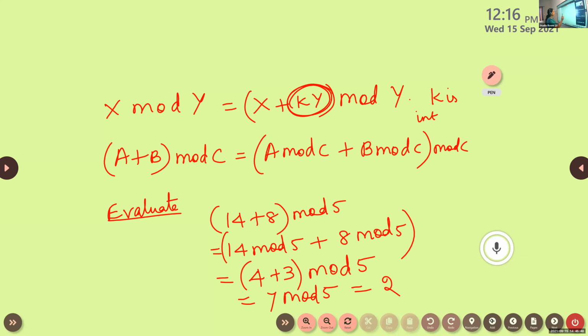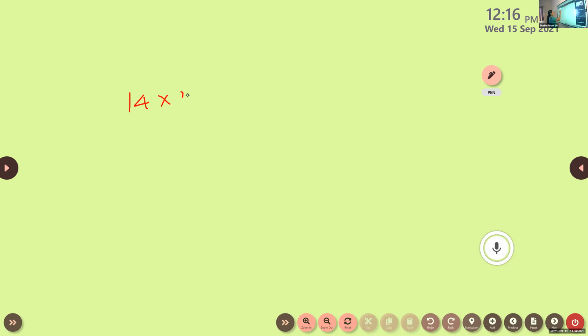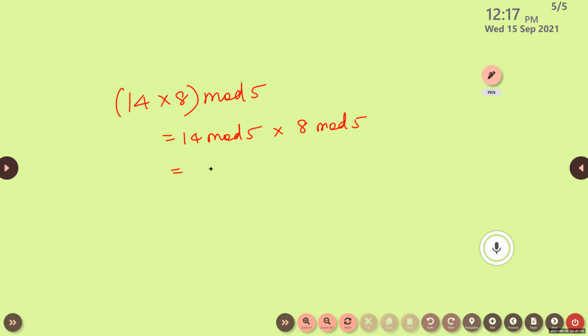Write the next one. (14 into 8) mod 5. So according to the property you have learned, 14 mod 5 into 8 mod 5. You separate it. What is 14 mod 5? 14 when divided by 5, what is the remainder? 4. 8 mod 5 is 3. 4 into 3 is 12, which is bigger than 5. So what do you have to do? We have to divide it again by 5. So what will be the answer? It is 2.